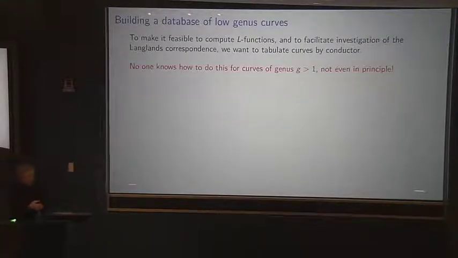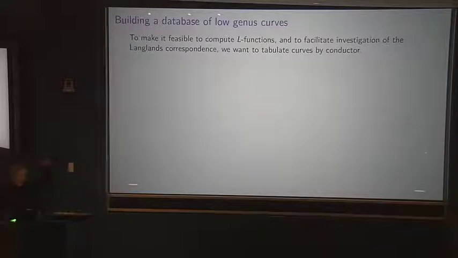Now, the natural way to do this is to order things by conductor, because the conductor is what allows us to match our tables of curves with tables of modular forms.